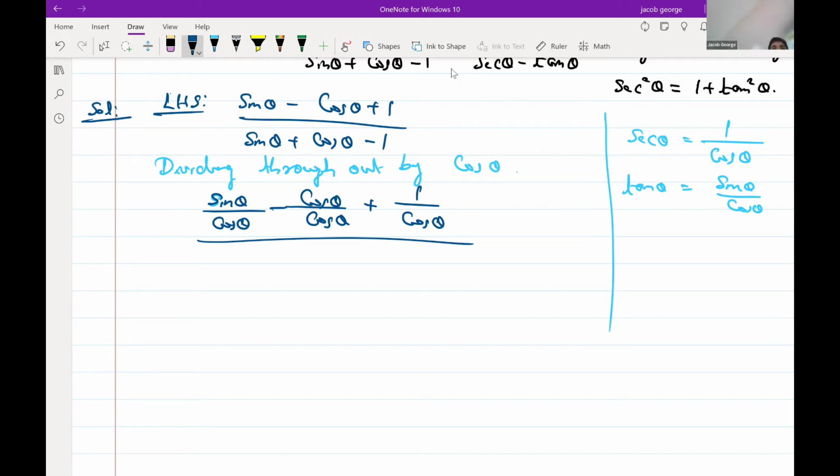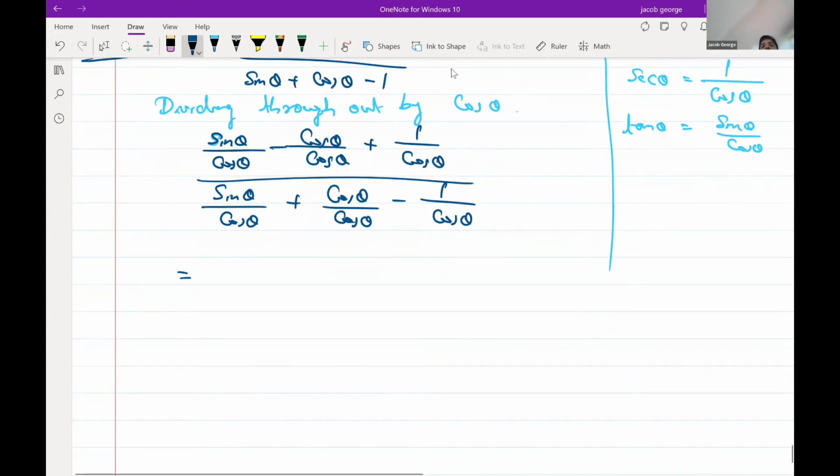All divided by, what about the next term? Sin theta by cos theta plus cos theta by cos theta minus 1 by cos theta. We have divided throughout by cos theta.